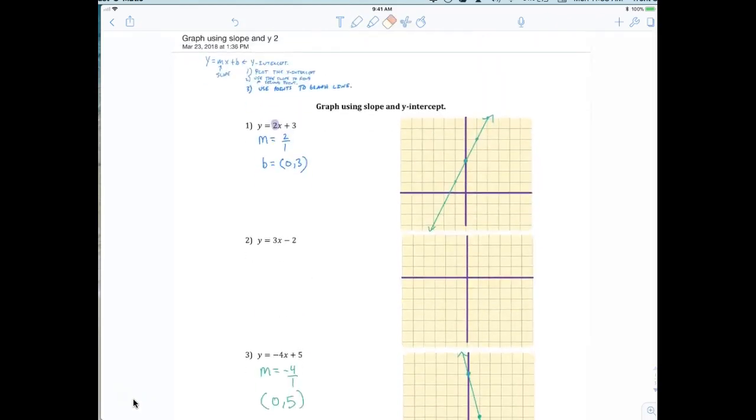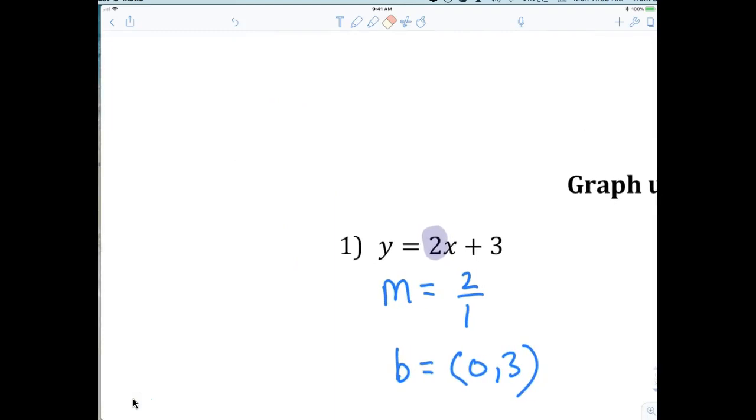So what I would like for you to do now is go right above, and we're going to take some notes on how to graph using the slope and y-intercept. It is just kind of like a pattern, and once you recognize the pattern, it's very simple to graph. So here we go, graph using the slope and y-intercept.